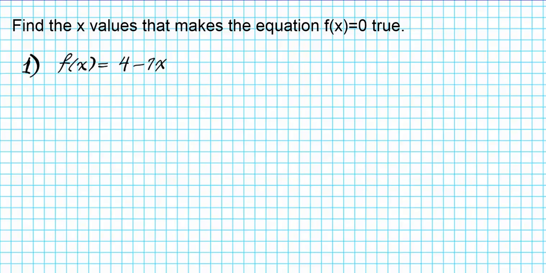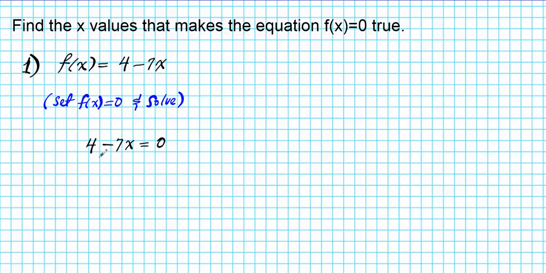Okay, so all we are simply going to do is set f of x equal to 0 and solve. We're going to solve for x. So let's go ahead and do that. We're going to take 4 minus 7x is equal to f of x, right? So we're going to set f of x equal to 0, just put it on the right side using the reflexive property of equality.